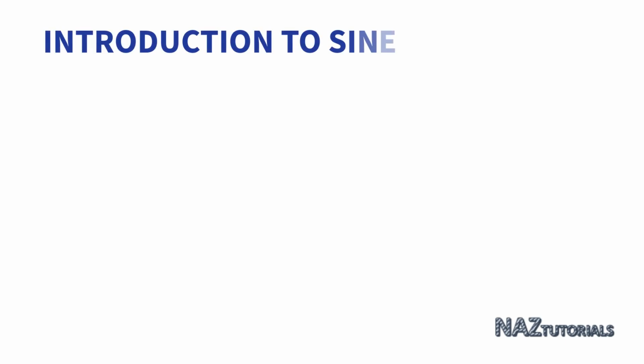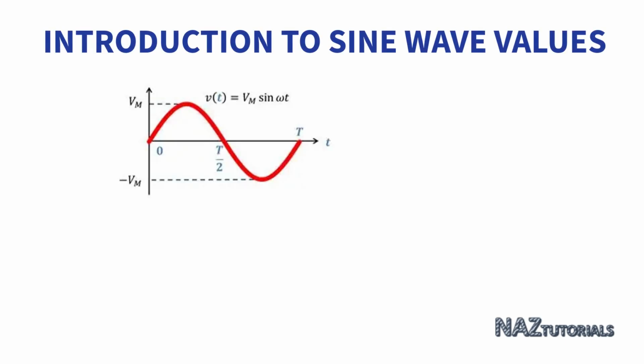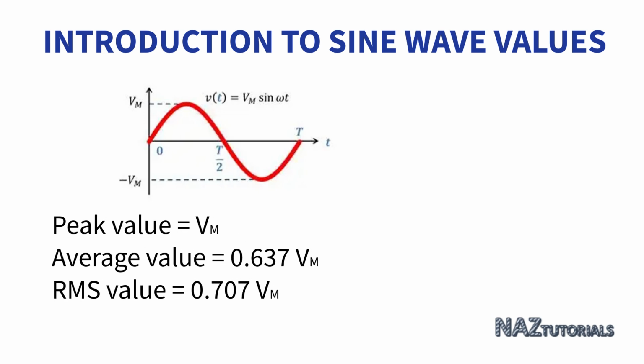Hello everyone. In the previous video, we learned the average value and RMS value of a sine wave. In this video, we will learn two new waveform constants: form factor and peak factor. Now let's summarize our average and RMS value for a sinusoidal wave. Average value is 0.637 of the peak value, that is Vm, and RMS value is 0.707 Vm.